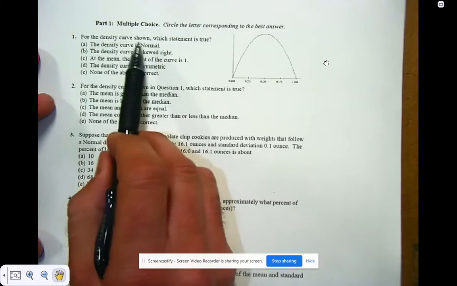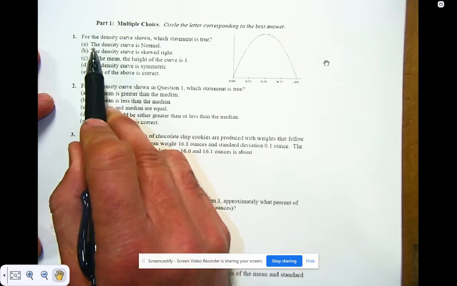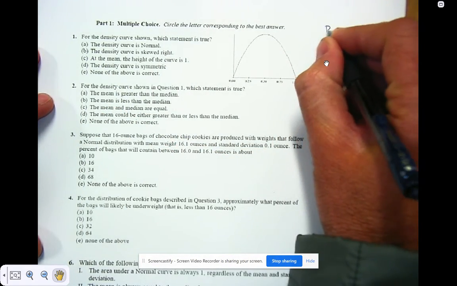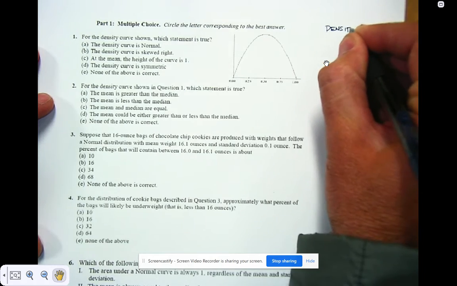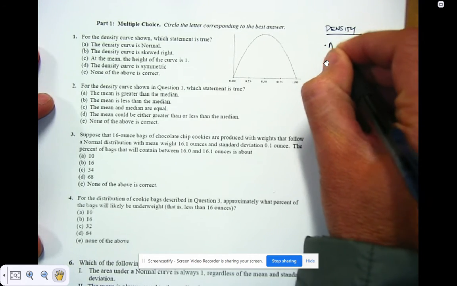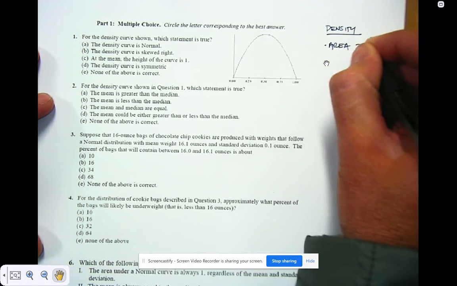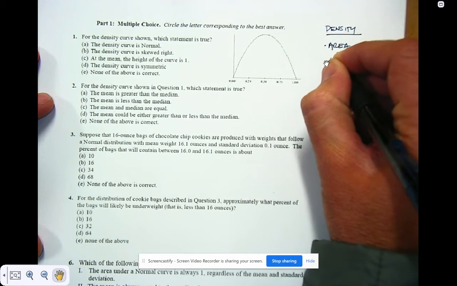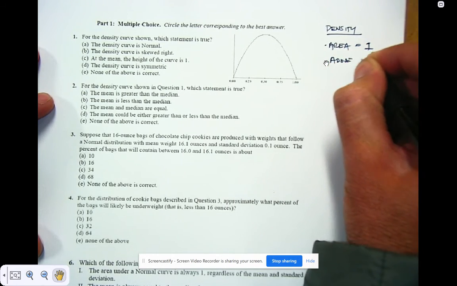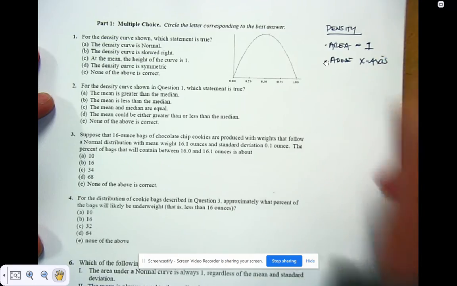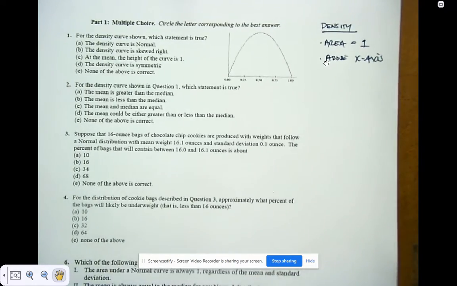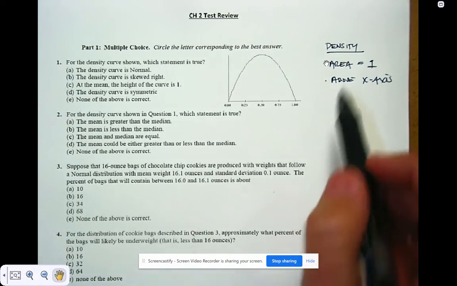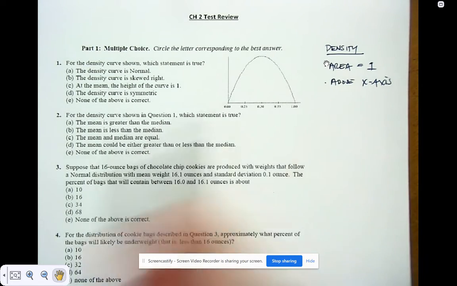Okay, so for the density curve shown, which statement is true? For a density curve, as a review, it has an area equal to 1, and it's above the x-axis. That's it. It doesn't have to be symmetric. It could not be symmetric at all. But these two facts always happen with every density curve.